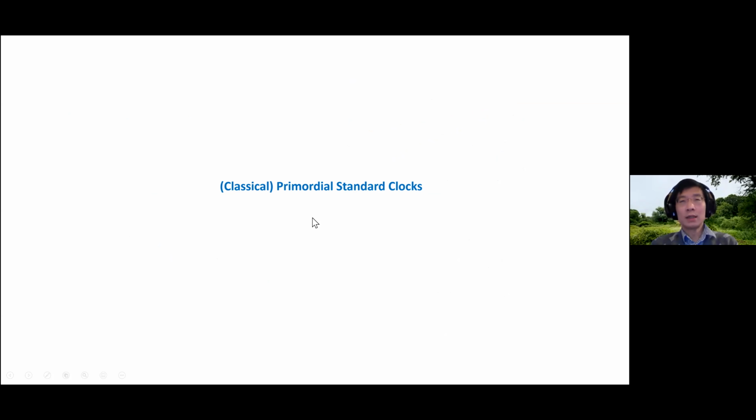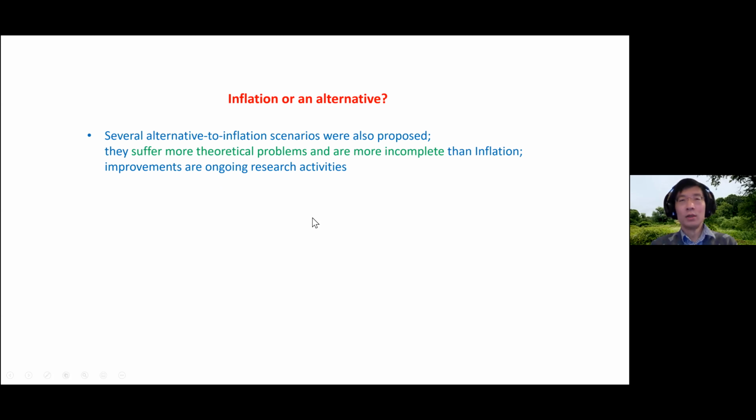The second related topic is what we call the primordial standard clocks. As will become clear later, the one we studied earlier is actually better classified as classical primordial standard clocks. This subject studies the observational signatures that can distinguish inflation and possible alternatives.